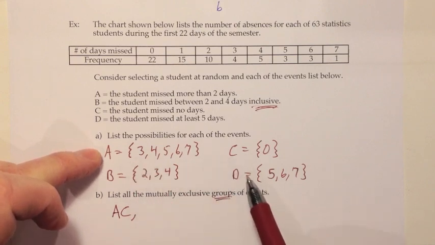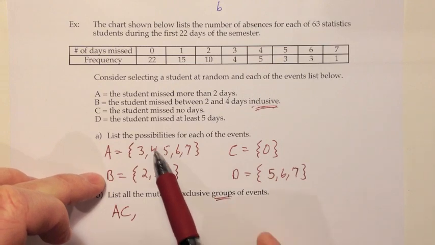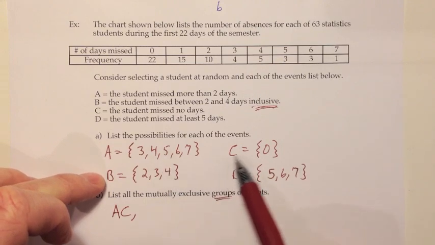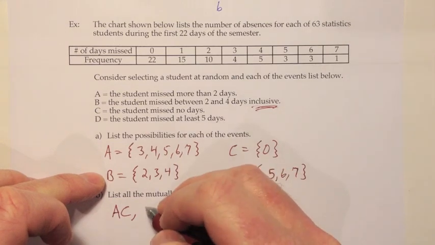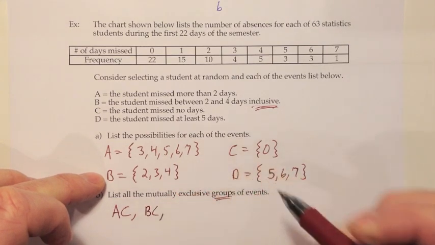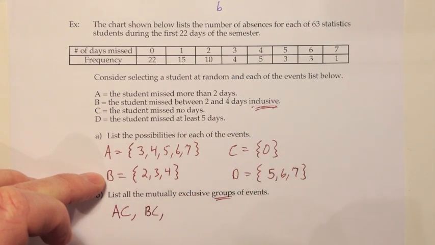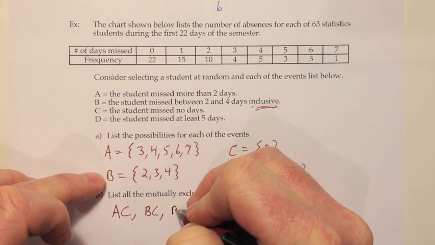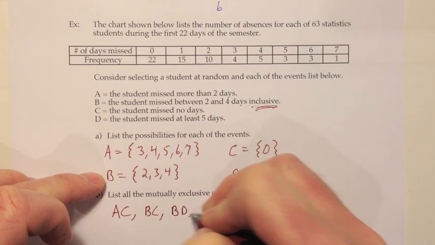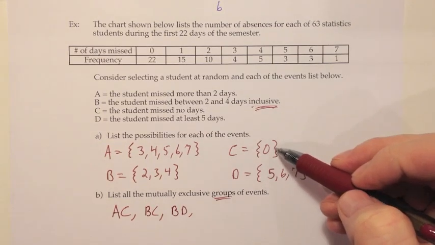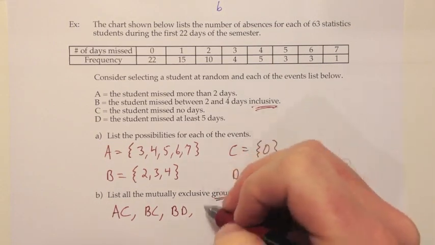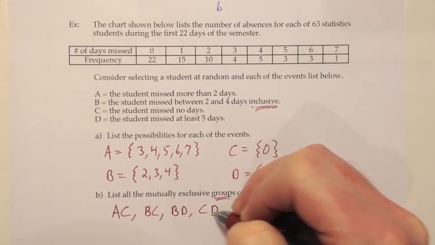So I looked at A with everything. Now I'm going to move on to B. No need to go backwards, I already did that pair. But B with C, I don't see anything in common there. So I'll list that. And B with D, I don't see anything in common there either, so that's going to be another mutually exclusive pair. And then that's it with B. Then I'll check C with D. I don't see anything in common there, so that means those are mutually exclusive.